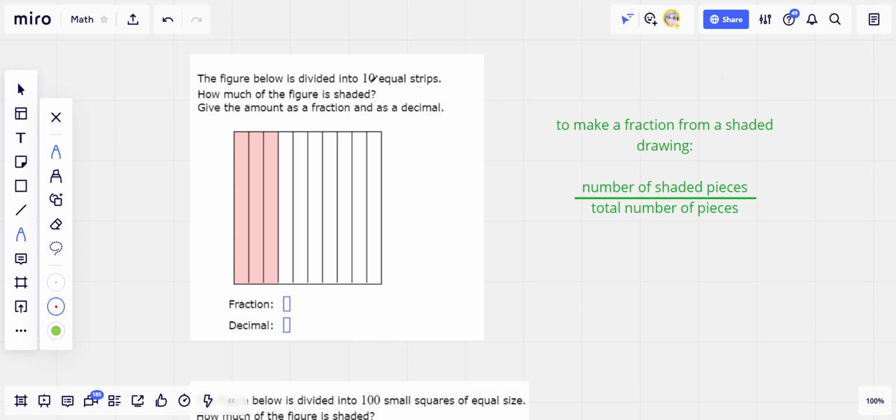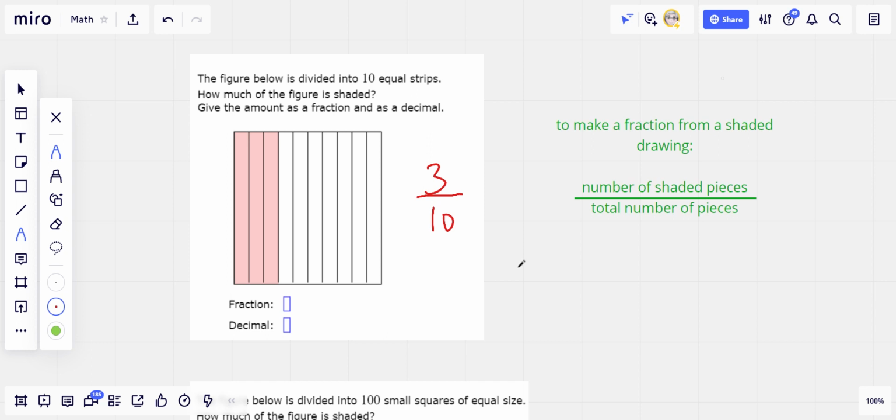They're telling us this is divided into 10 equal strips, okay? And 3 of them are shaded. So the total number is 10, that's going to go on the bottom, and the number shaded is 3, that's going to go on the top. But the next part of this is, how do you write this as a decimal?